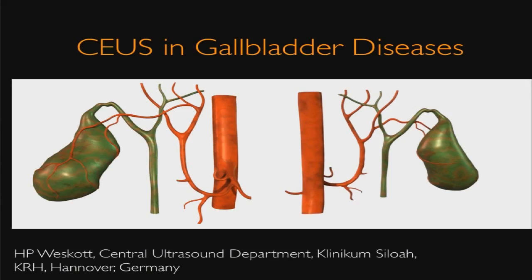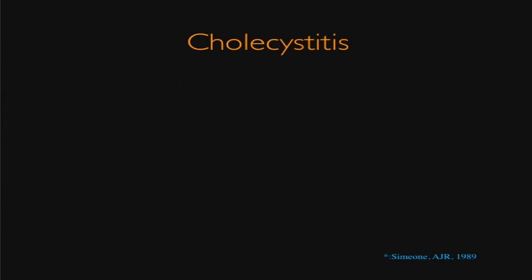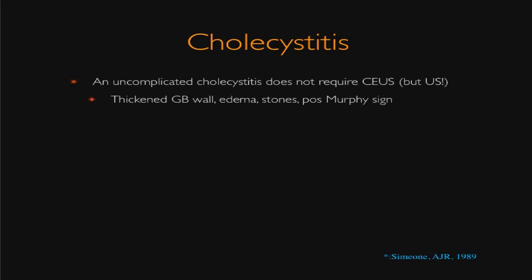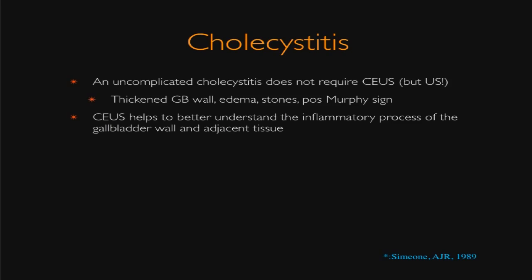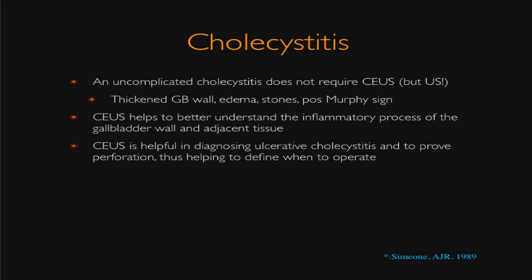Gallbladder and SEOS. So what is the challenge? An uncomplicated cholecystitis does not require SEOS, because we can make the diagnosis by clinical symptoms plus grayscale ultrasound. Thickened gallbladder wall, edema, stones, positive Murphy sign, you all know that. SEOS helps to better understand the inflammatory process of the gallbladder wall and the adjacent tissue, and it is helpful in diagnosing ulcerative cholecystitis and to prove perforation, and thus helping to define when to operate on a patient.